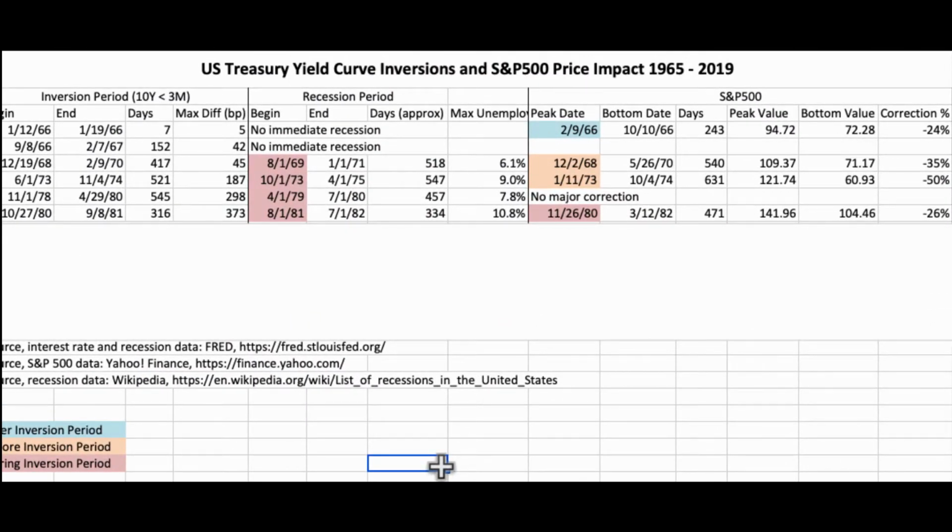Here's a look at the numbers associated with this recession. In the 1978 to 1981 period, the unemployment rate went up, but you didn't get a really big correction in the stock market. However, when the 1981 recession rolled around, you did get a major correction, with the stock market bottoming out in 1982, which was a 26% pullback from its peak.